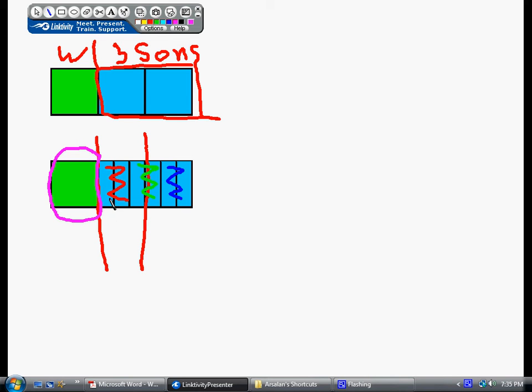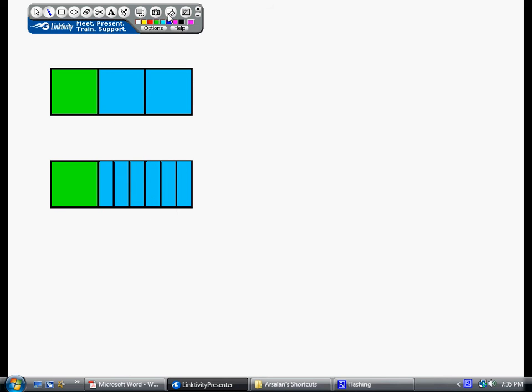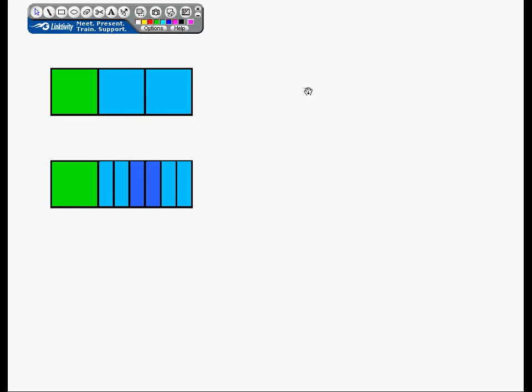Alright, so let's erase all this and look at a second picture. Basically, I changed the color so that we can distinguish between the sons. This is one son, this is the second son, this is the third son, this is the mother. Now, according to the question, we know how much the mother and one of the sons got.